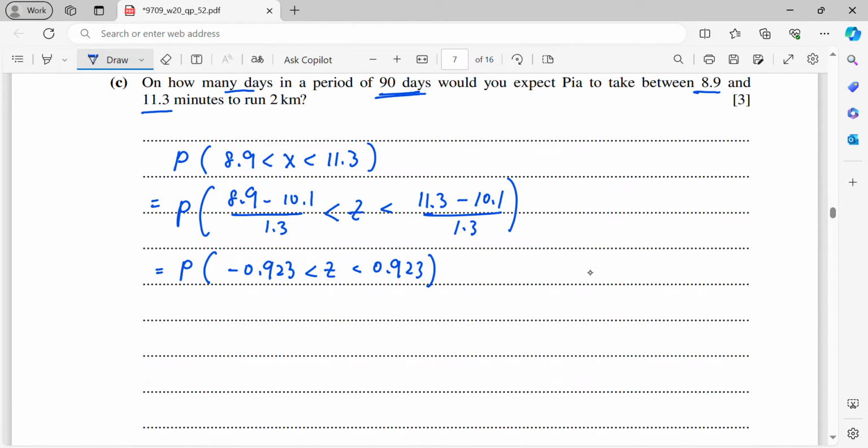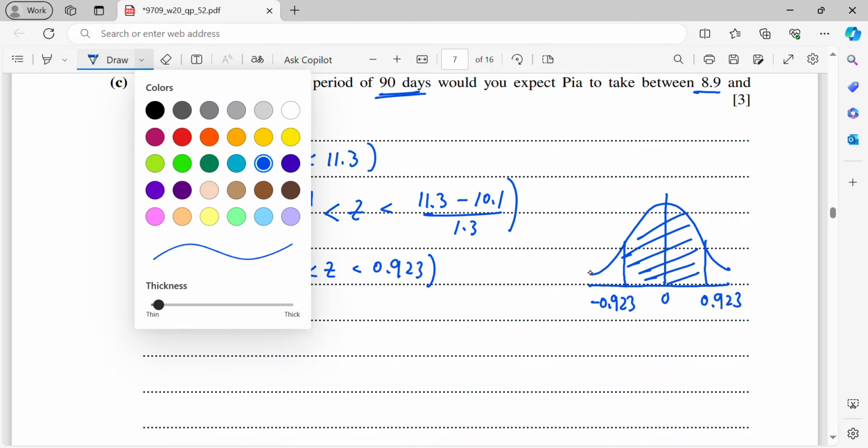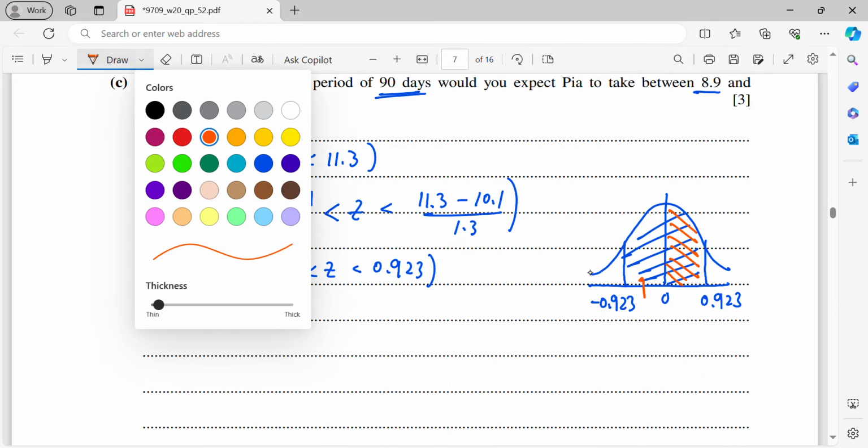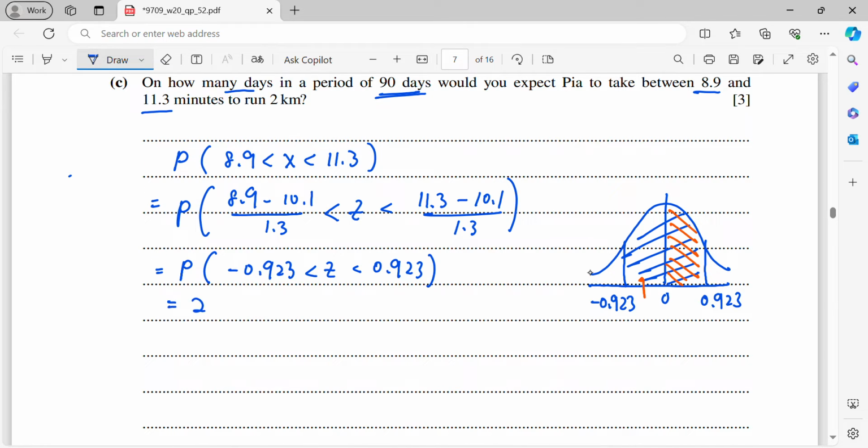Okay, so now you sketch a graph, one negative and one positive. So negative 0.923 and 0.923. So the region is bounded by these two lines. So for calculating this probability, I can just flip this negative part to the right side. So that means it's double of the orange region. Okay, so it will be double of the orange region. The orange region is basically from 0 to 0.923.